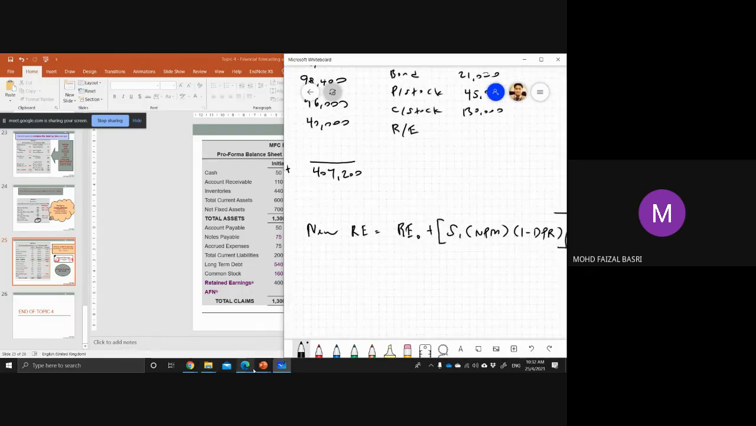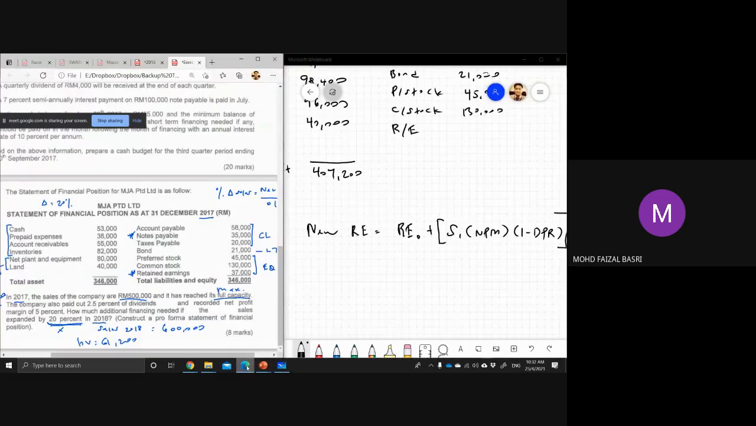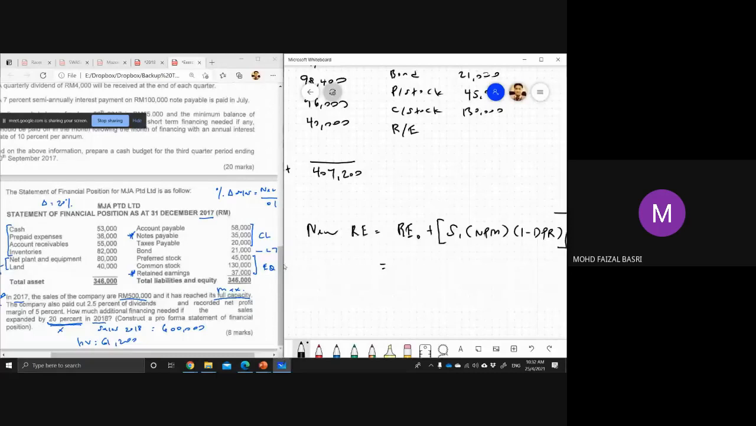So if we look back at the question, the old RE0 is this one, the original, 37,000. Okay, that's the old retained earnings, or the existing retained earnings. So the one in the bracket is our forecasted new retained earnings. So what is in the bracket is actually to find the retained earnings for the year 2018.